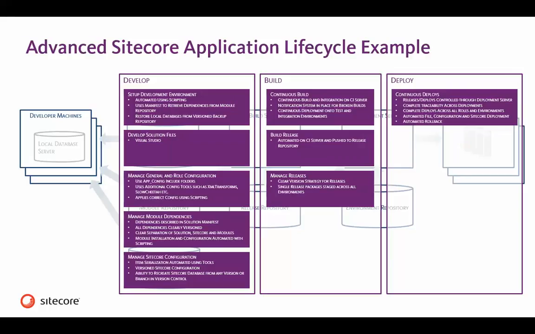Deployment, continuous deploy, is done through the deployment server. So the deployment server will then supervise the release repository. So every time a new release is ready, it can be pushed onto any environment. So any environment is clearly versioned, so we know what version of any release any environment is running. And all roles and all environments are automatically updated.